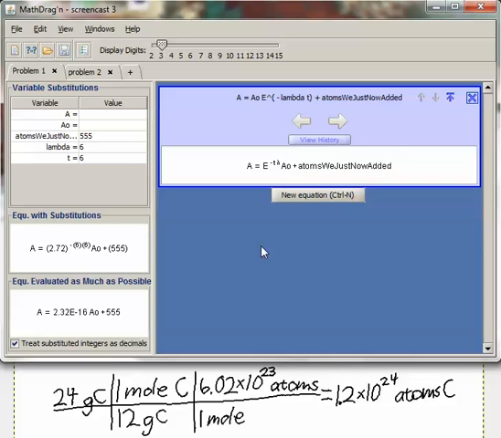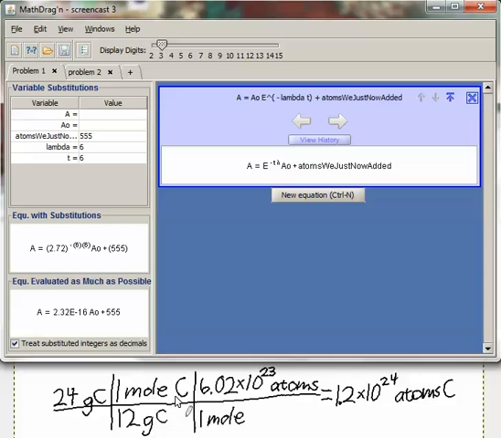So, let's say that A naught was 24 grams of carbon, but we wanted A naught to be in units of atoms of carbon. Normally, on paper, we would put the 24 grams of carbon over here, and we would do dimensional analysis, because 12 grams of carbon equals 1 mole of carbon, because the atomic weight of carbon is 12.